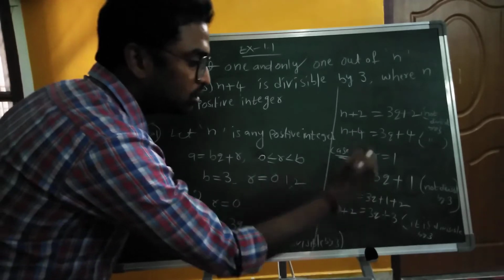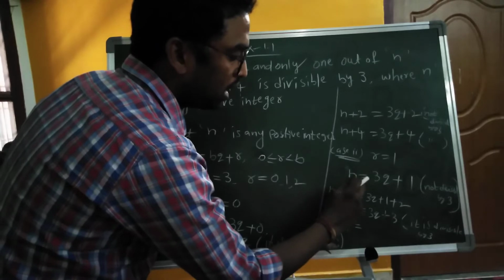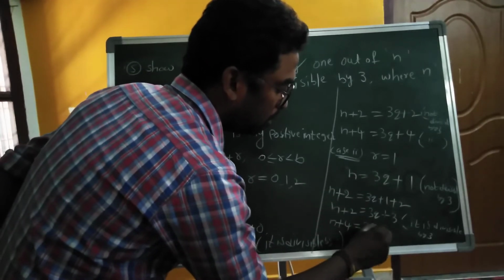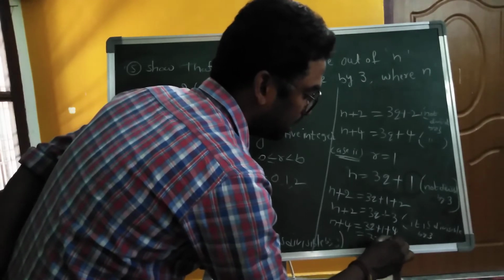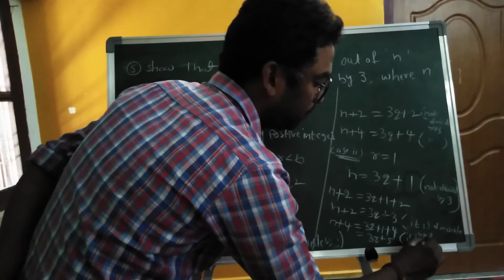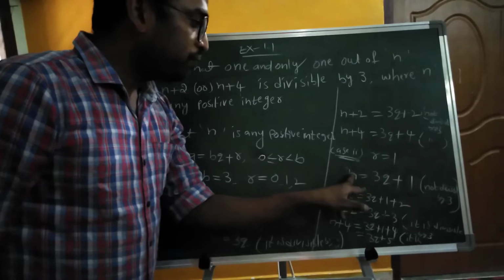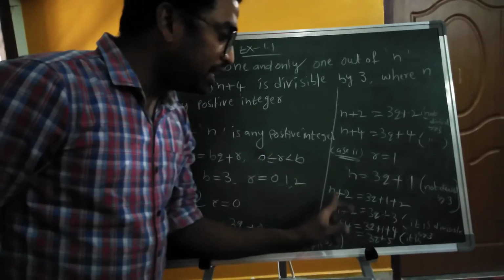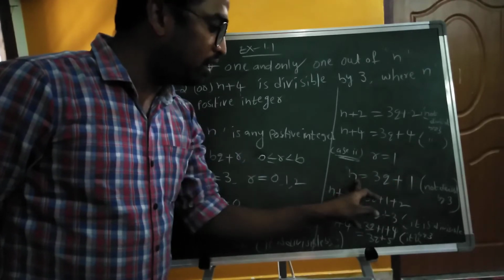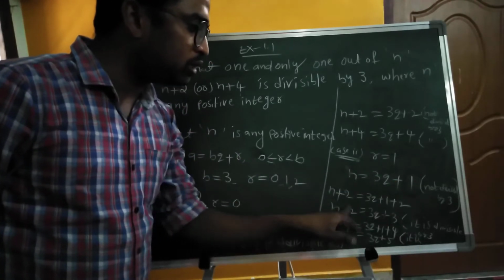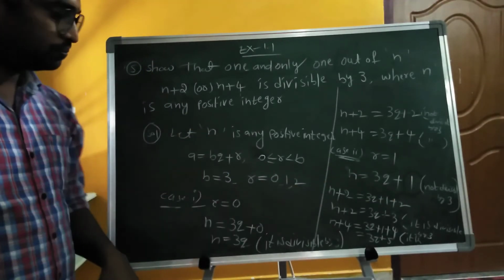Now adding 4 on both sides for this equation, n plus 4 is 3q plus 1 plus 4, which means 3q plus 5. It is also not divisible by 3. In this case, n is not divisible by 3, n plus 2 is divisible by 3, and n plus 4 is also not divisible by 3. So n and n plus 4 are not divisible by 3 and n plus 2 is divisible by 3. Are you clear? Now you go for case 3.